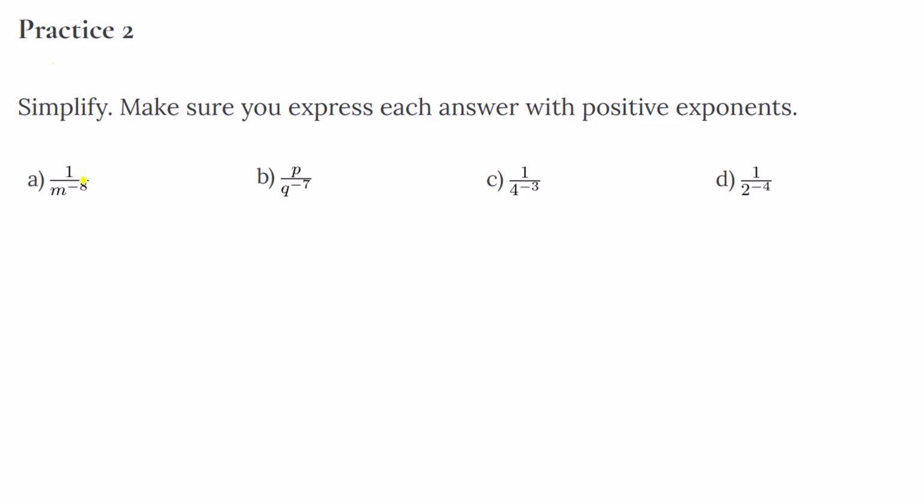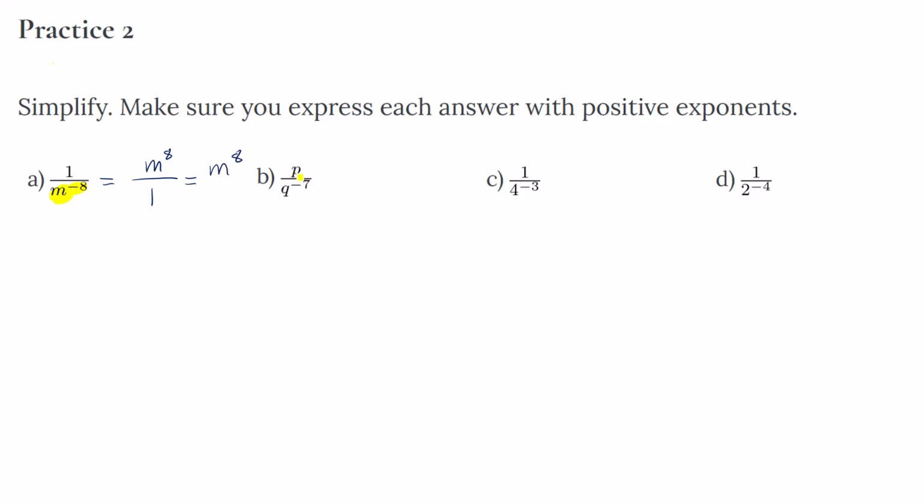In order to make this negative 8 exponent into a positive, we'll have to move it along with its base of m into the numerator. So we could write the question as m to the 8. In the denominator, we would still have a 1, but of course we don't have to write that.